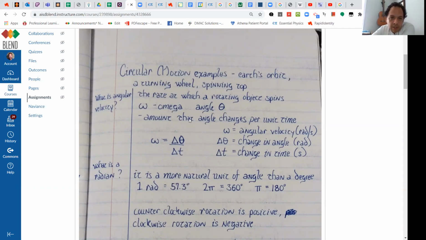All right, so what is angular velocity? It's the rate at which a rotating object spins. And the symbol for angular velocity is omega, and the symbol for an angle is theta, right? So it's the amount that the angle changes per unit time. So here's our formula for angular velocity: omega equals the change in angle divided by the change in time. So this thing is going around in a circle, and we're looking at the angle that it's going through and how fast it is going through that.